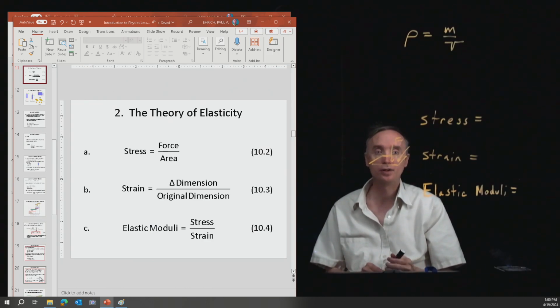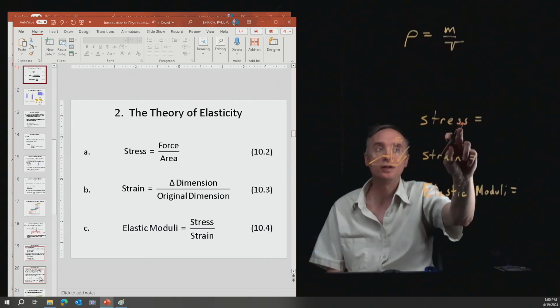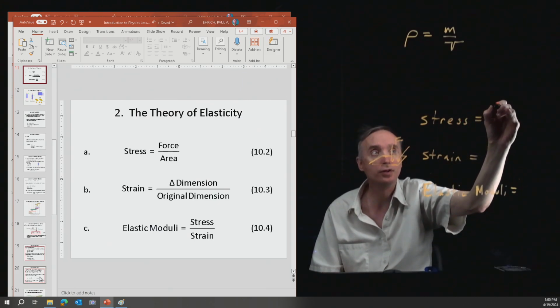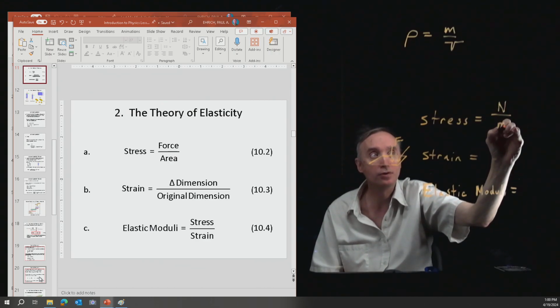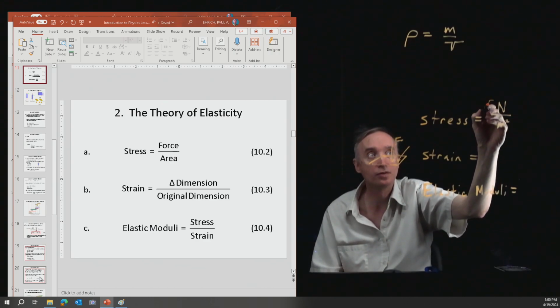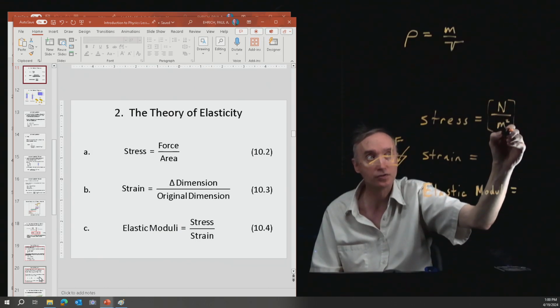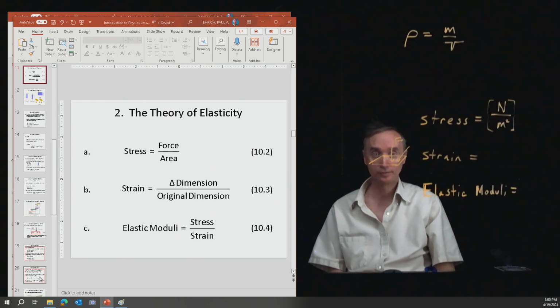Now let's look at the units here. So the stress is force divided by area. So its units are going to be newtons per meter squared. So that's going to be the official metric unit for stress.